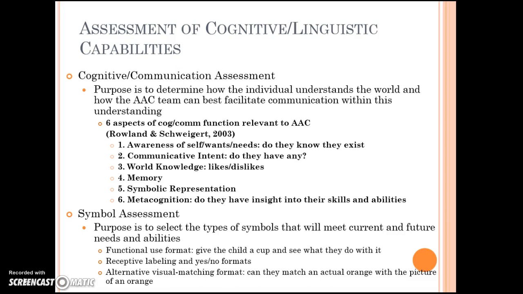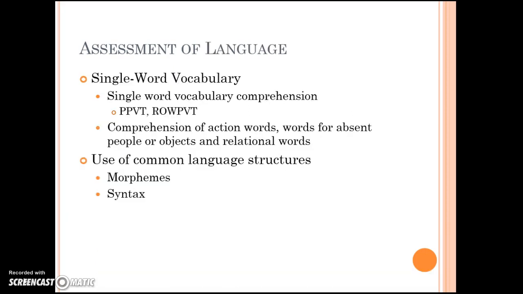Now, matching is an easier skill than understanding that the picture represents the object. So if they can match, then move on to picture-object representation, but don't necessarily assume that those two go hand in hand. Matching is an easier skill. So you just want to experiment with different kinds of symbols and see where your individual is. Are they at the point where they still need to be using real objects, or can they begin to use those picture symbols to communicate?